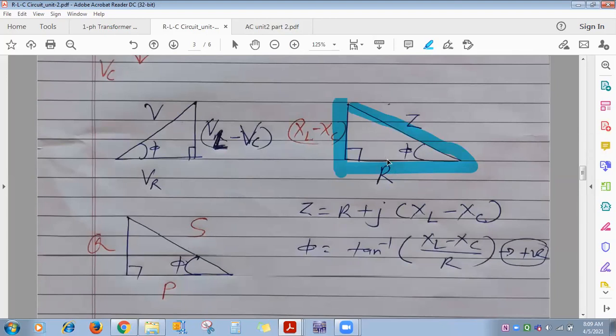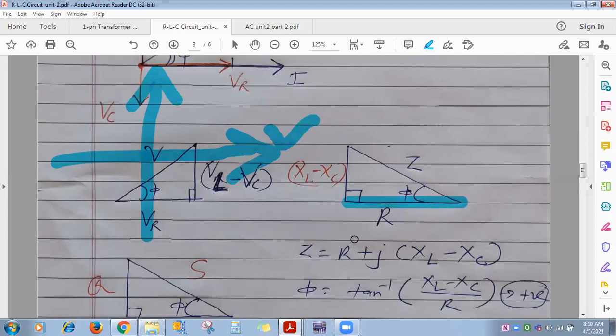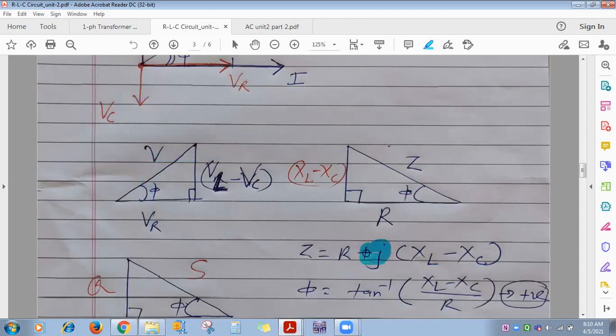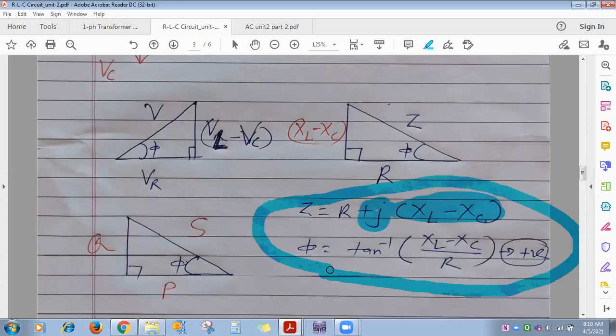Now compare this one with the S plane. If you compare this impedance triangle with the S plane, you will find that resistance always comes along the positive real axis. That's why here, see the formula of Z, I have written R. And if you compare this XL minus XC, you will find it comes along the positive imaginary axis. That's why plus j (XL minus XC) it will be. Okay, got it? As it is more inductive, then obviously Z, its imaginary part, you will find always positive. So phi, tan inverse of imaginary part upon real part, that also will be positive.